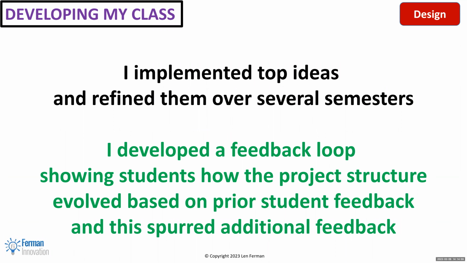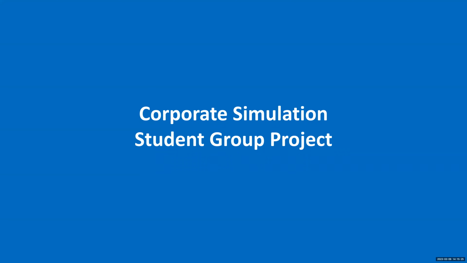So every semester I find out from students what they liked and disliked about the group project, and I've evolved it. One of the great things I've done, that I think students have really liked, is I show them here's how we used to do this, here's how we're doing it now. This was all based on student feedback, and that spurs them to give me good feedback the next semester. In fact, every semester I've probably made at least a little incremental improvement based on student feedback for the group project. So what is this group project and how does it operate?